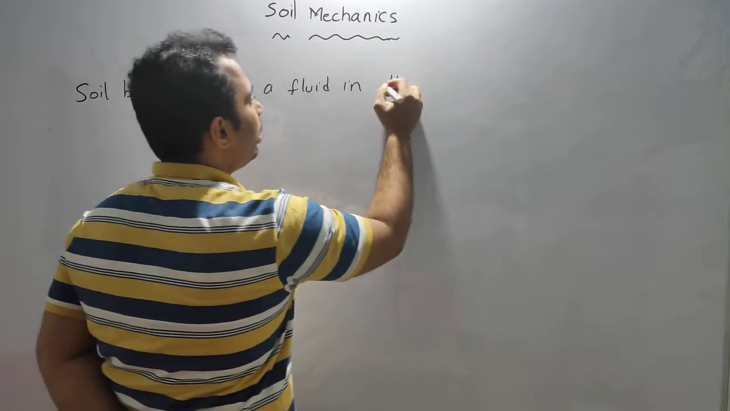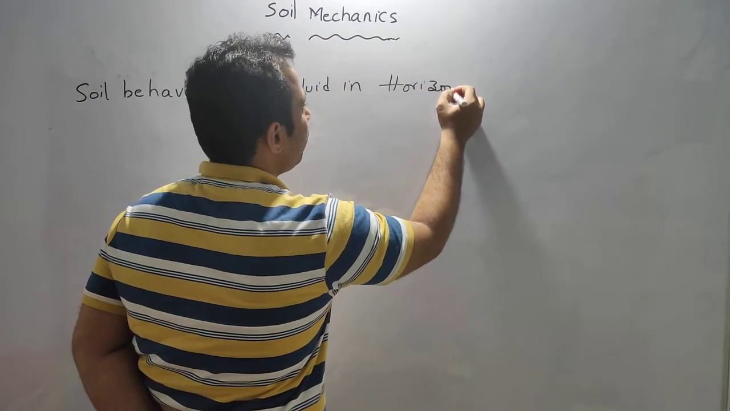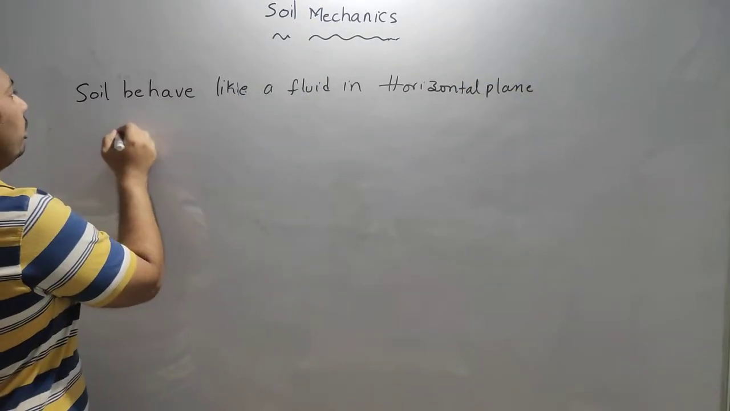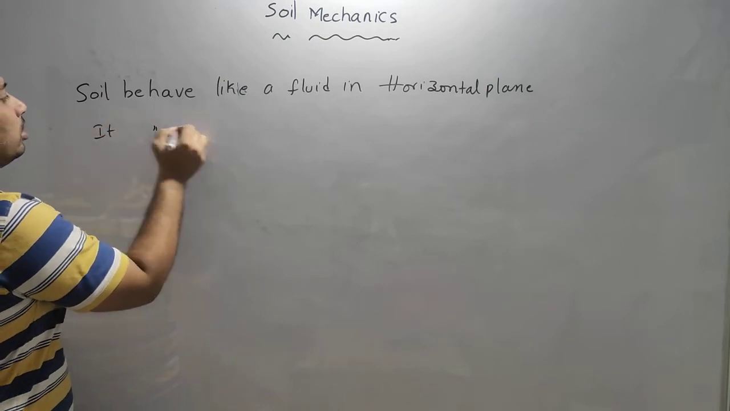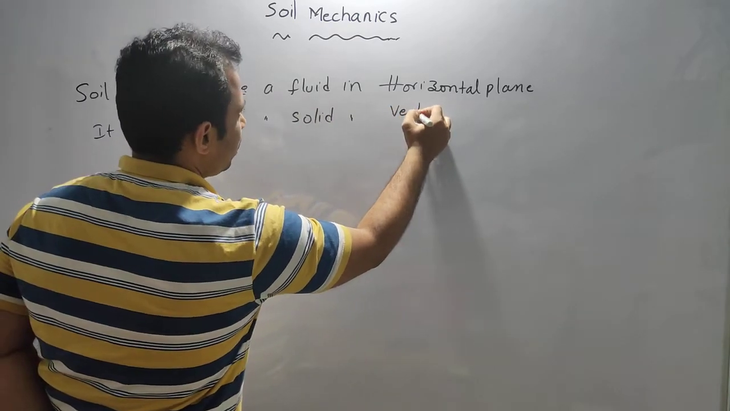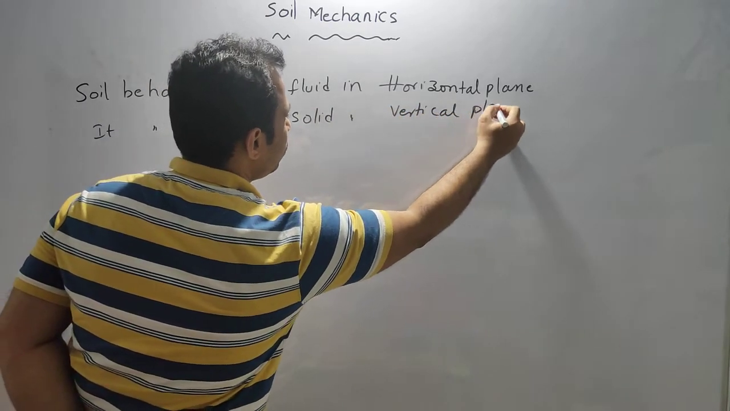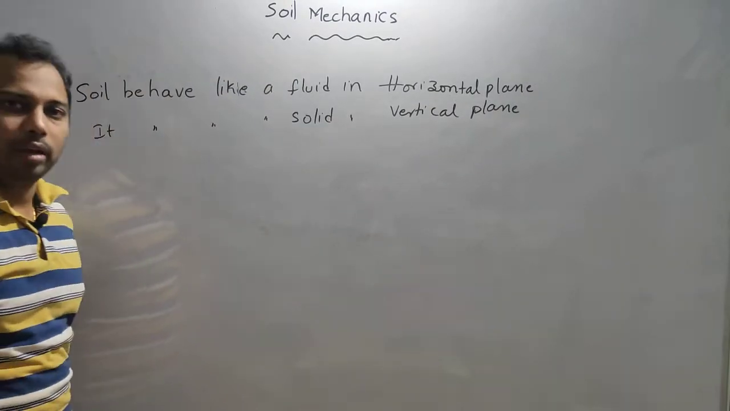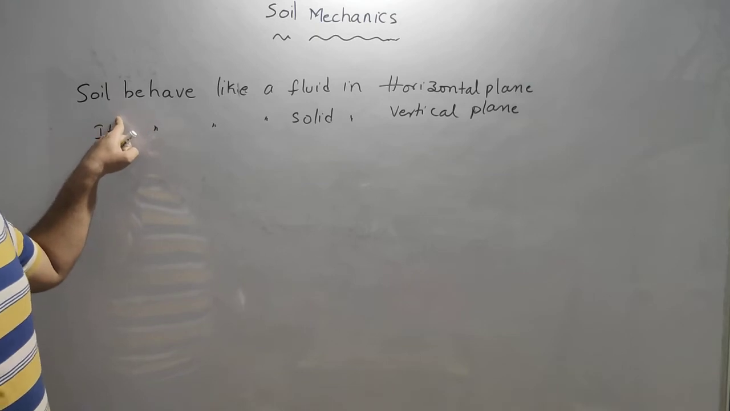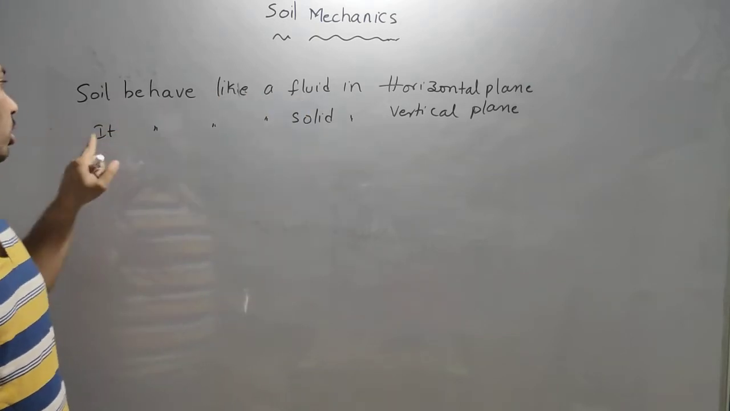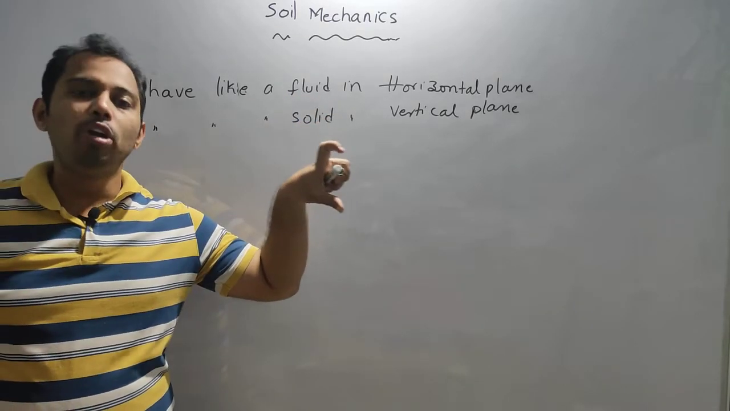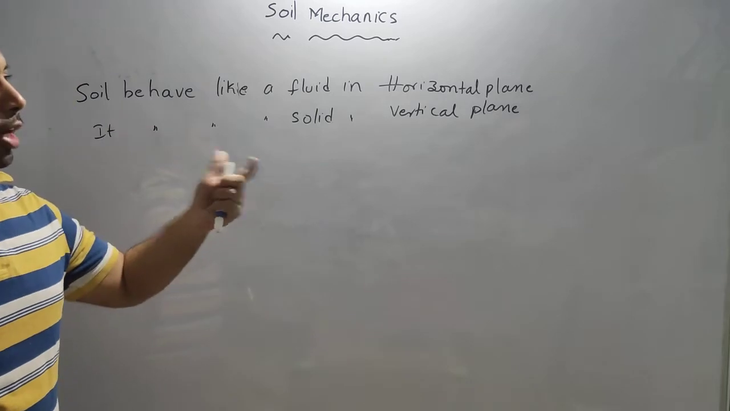in the horizontal plane, and it behaves like a solid in the vertical plane. So this is the reason why we cannot completely categorize soil as a fluid, and we cannot completely categorize soil as a solid, because it has two different natures in two different planes.